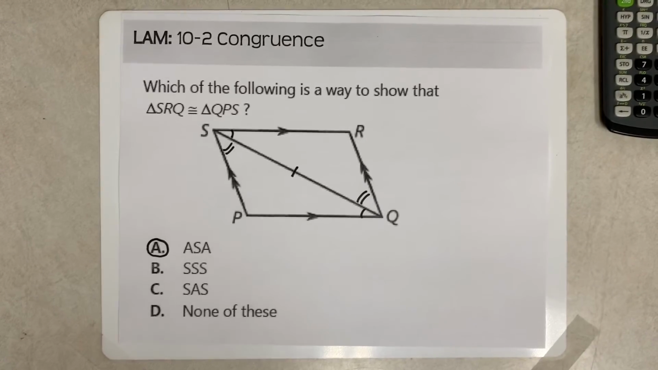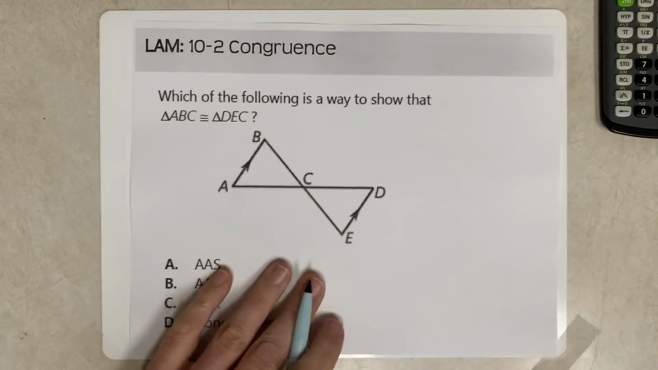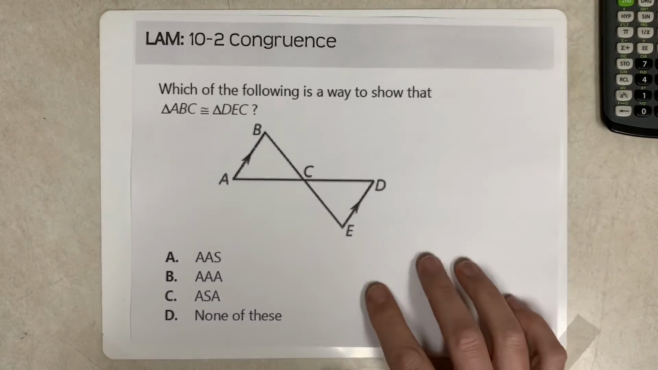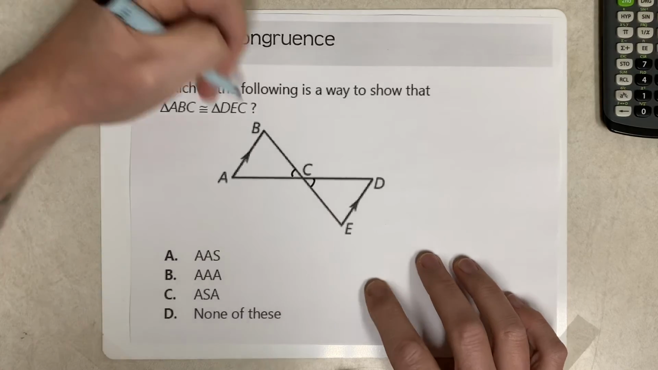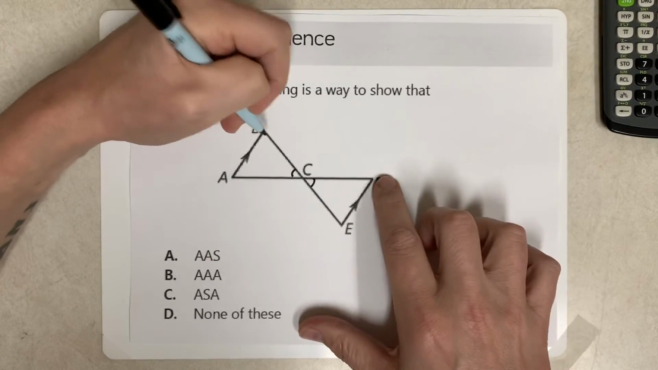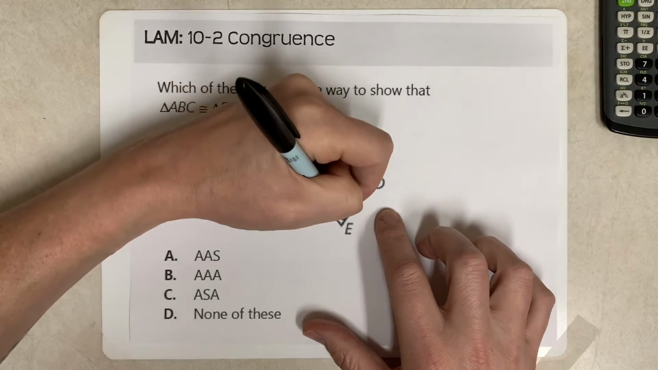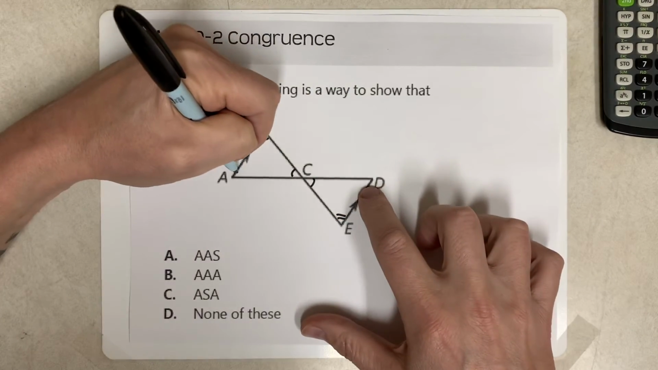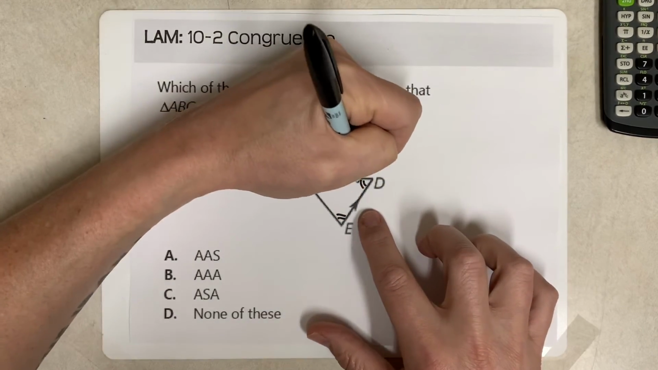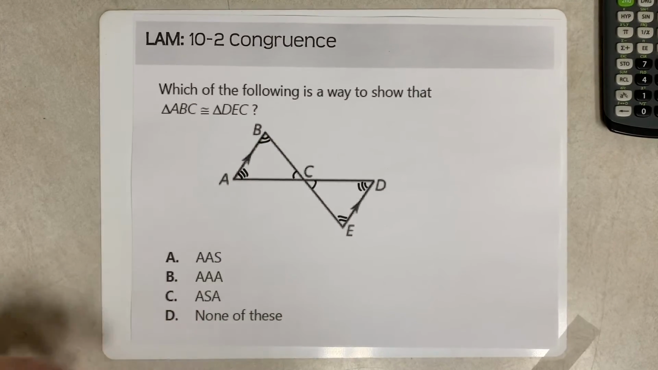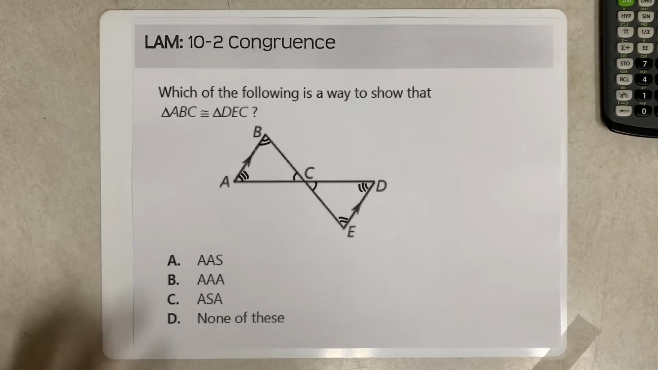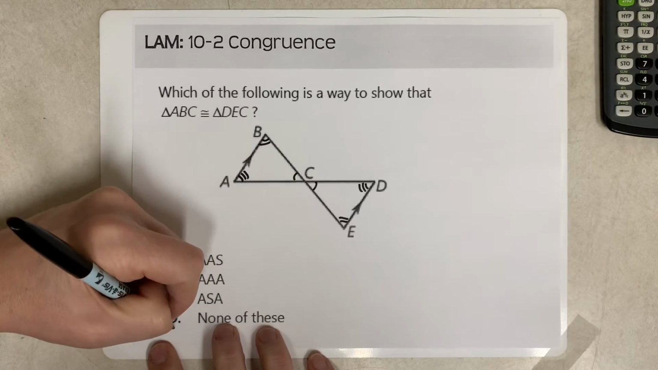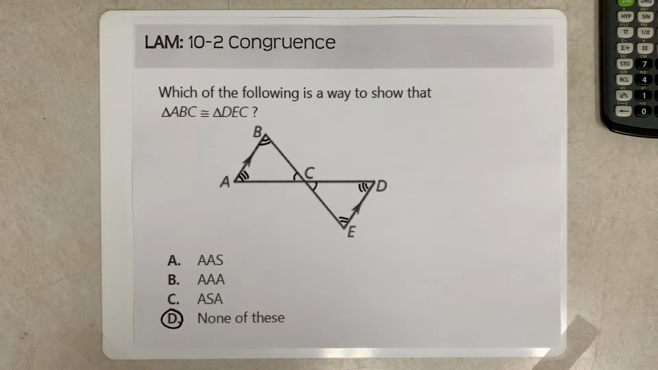Okay, let's look at this one. You have an angle here, you have an angle here because it's a vertical pair. These are parallel, so you do have some alternate interiors here and also here. So the two triangles are similar. All three angles are matching up, but you can't show that they're congruent because you don't have any sides that are given to you as congruent. So this one would be none of these. There is really no way to show that those two triangles are congruent.